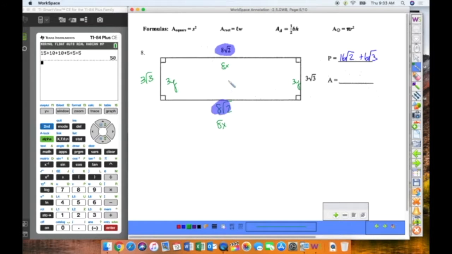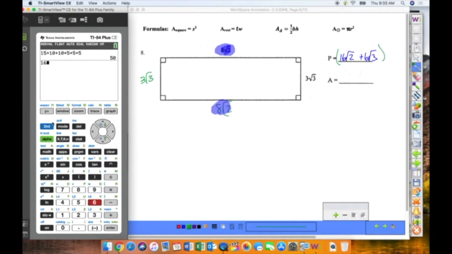If you treat a radical like it's a variable, you can totally add 8x and 8x and get 16x, and 3y and 3y is 6y, but you can't add x's and y's together. So you treat a radical like it's a variable in that situation. And then I want to approximate that. So 16 square roots of 2.